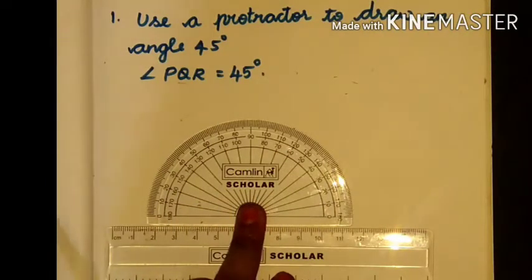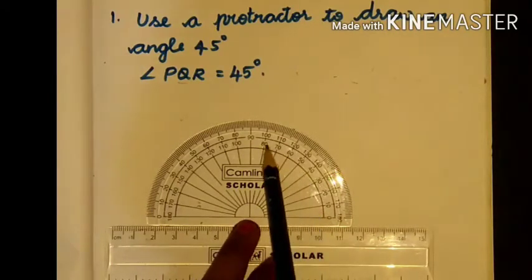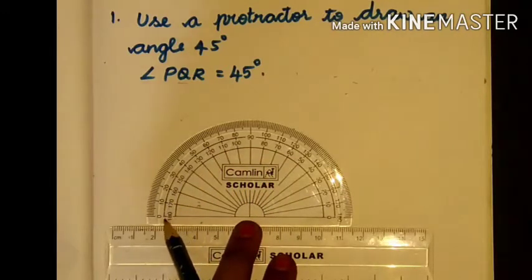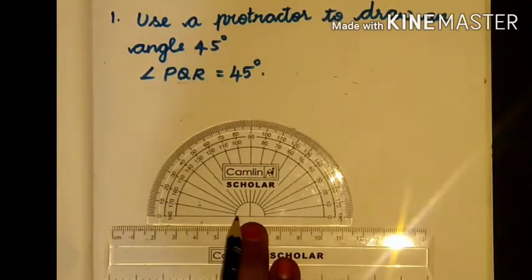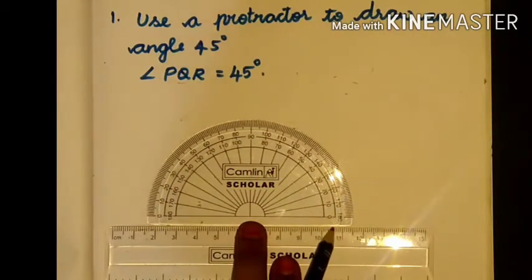One is the inner scale measurement and the other one is the outer scale. Students, you may get confused about which measurement to follow. See, if the ray QR lies on this 0 degree, you have to mark 45 degrees on the inner scale. That is the inner scale, you are going to use the inner scale. If 0 degree lies on the outer scale, you have to mark the outer scale angles.